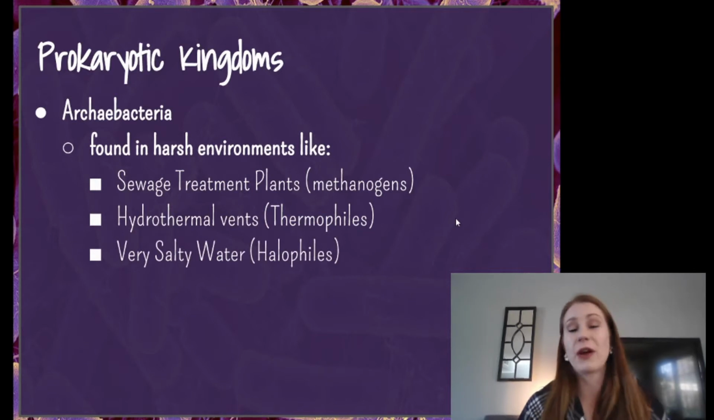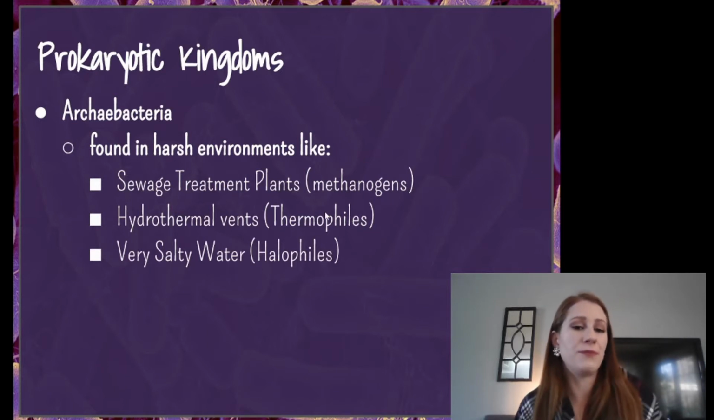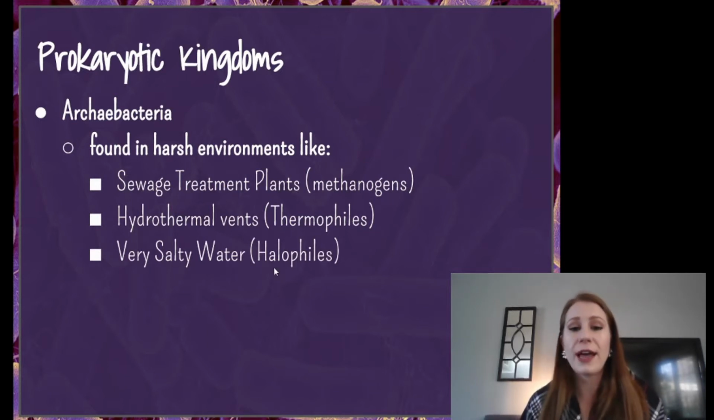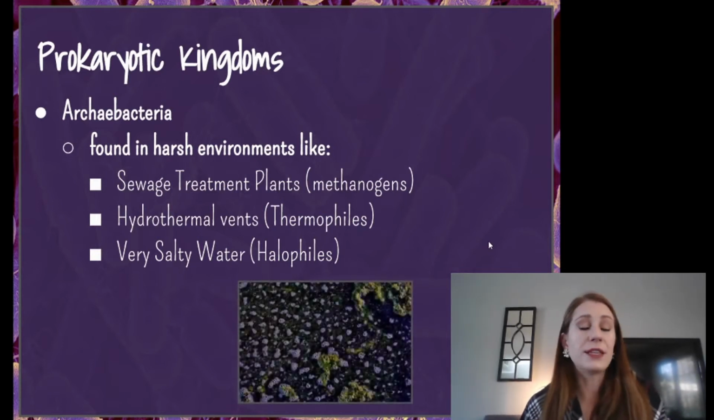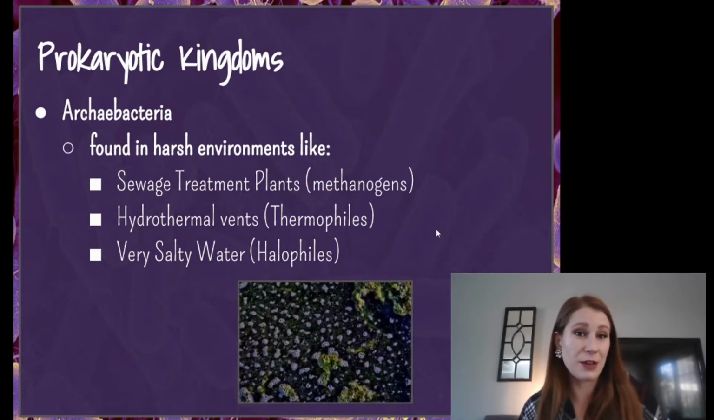We also can find them in very, very salty water. There are certain bodies of water on the planet that other life cannot exist, but these special types of archaebacteria called halophiles can exist. Again, halo would be salty, phile is lover. So it loves to be in that salty environment. This is really the only thing that sets Archaebacteria apart from Eubacteria. It's the location and the type of bacteria.